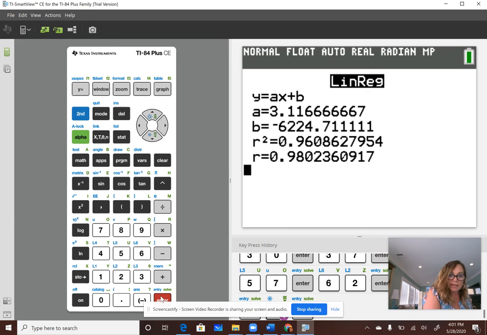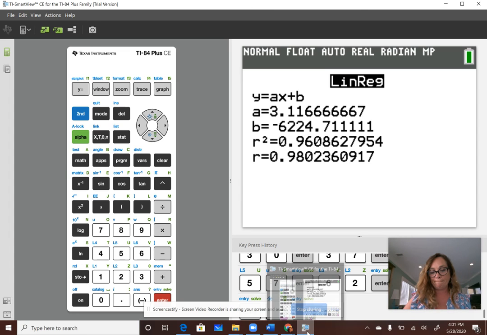So it's y equals 3. I'm going to go to the nearest hundredth. I promise on the test it does say that. So 3.12x minus 6224.71. Correlation coefficient, R is equal to 0.98. Remember, the sign of the correlation coefficient must always match the sign of the slope. Okay, and then for the prediction, I'm going to have to plug in the year 2020.